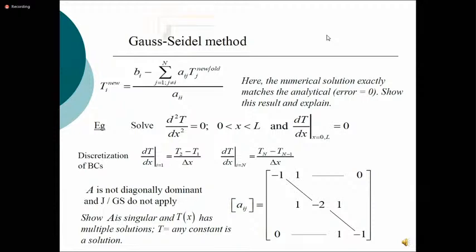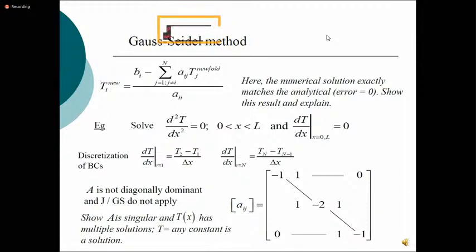So this coefficient matrix is not diagonally dominant and it cannot be solved by Gauss-Seidel. In fact, you can show that this coefficient matrix is singular. The determinant of this matrix is 0, and you don't know if you have a unique solution. You don't know if there is a solution. But one can show that there is a solution, but it is not unique. T equal to any constant is a solution of this problem.